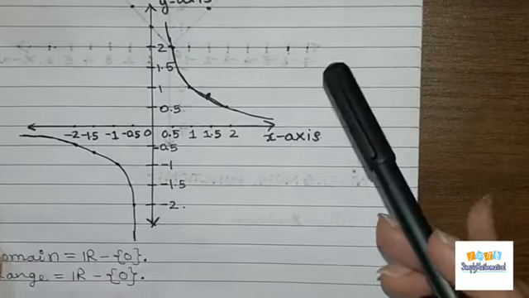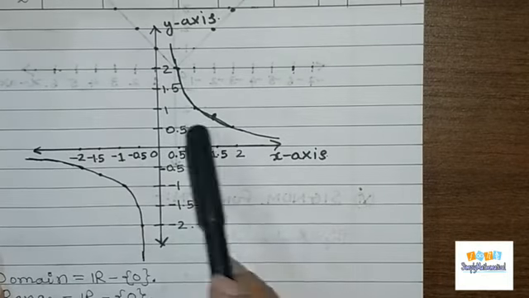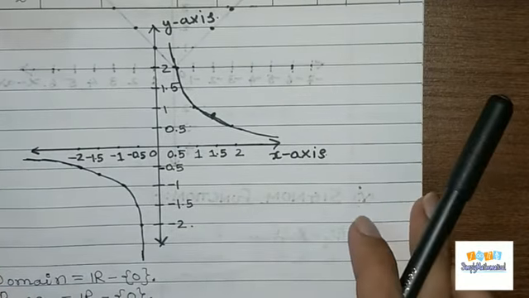So if you plot the graph, you will get a graph in this way, right.